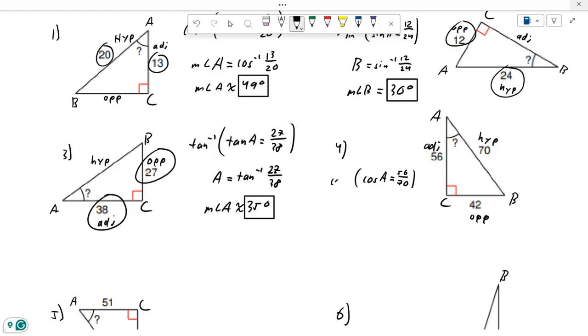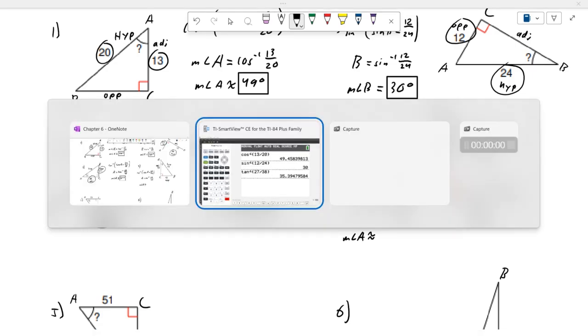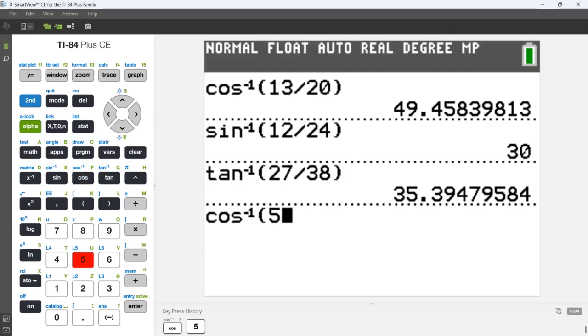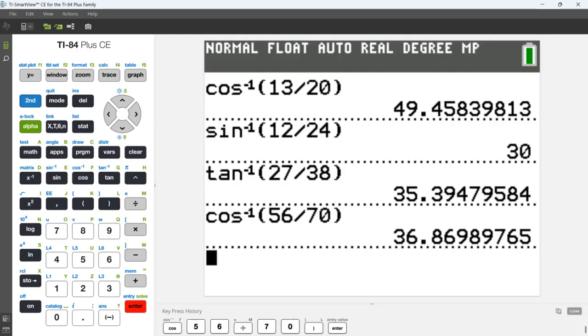Again, I want to get A by itself. So in order to do that, we have to undo cosine. On the left, we get A equals. And on the right, I get the inverse cosine of 56 over 70. And so the measure of angle A is approximately the cosine inverse of 56 over 70. So inverse cosine, 56 over 70, close parentheses.